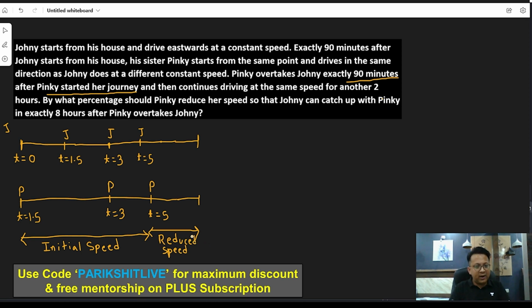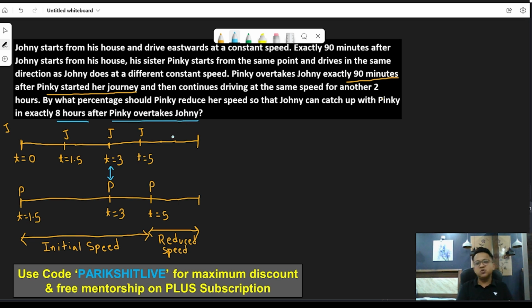Remember, in our diagram, if you are able to visualize, Pinky overtook Johnny out here. Can you see this point? Pinky overtook Johnny at t is equal to 3. And they are saying reduce her speed so that Johnny can catch up with Pinky in exactly 8 hours after Pinky overtakes Johnny. So another 8 hours after Pinky overtakes. So 3 plus 8, can I say we are looking at 11 hours.